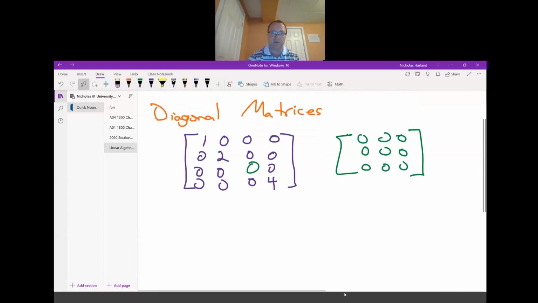They're very nice, very useful. For example, if we get them as part of a coefficient matrix in a reduced row echelon form, you can read off the answers right away. There are a lot of nice properties that come along with diagonal matrices.